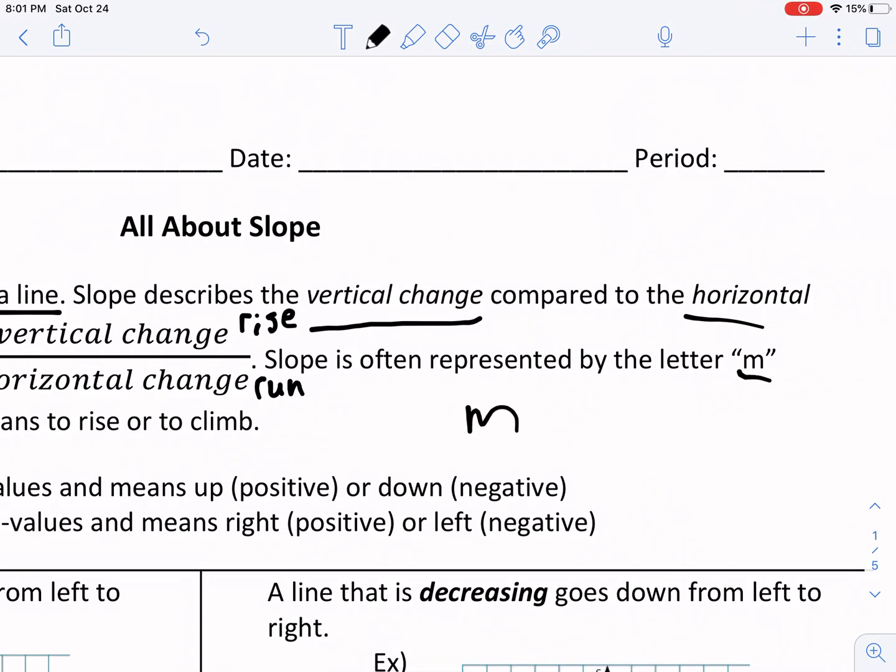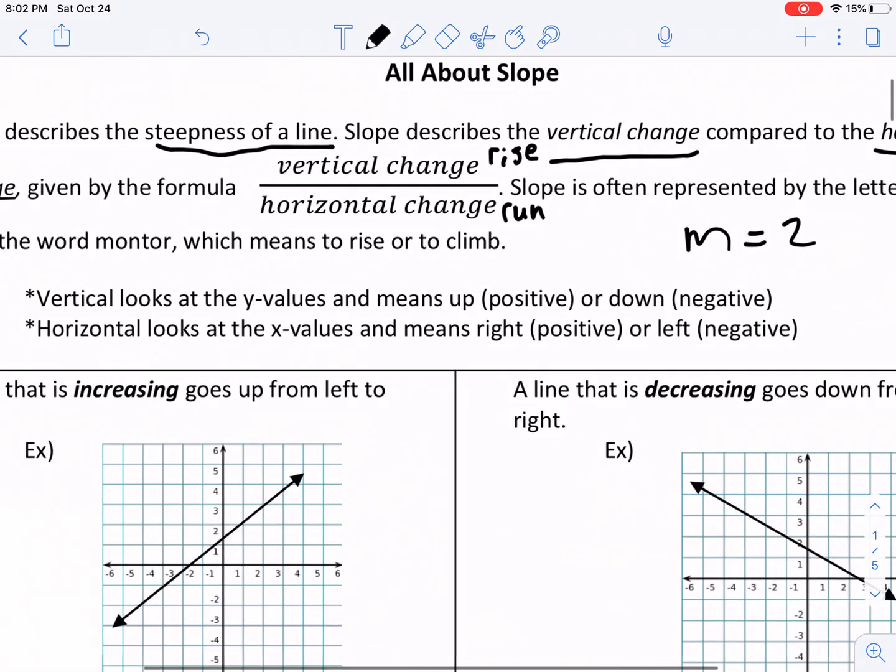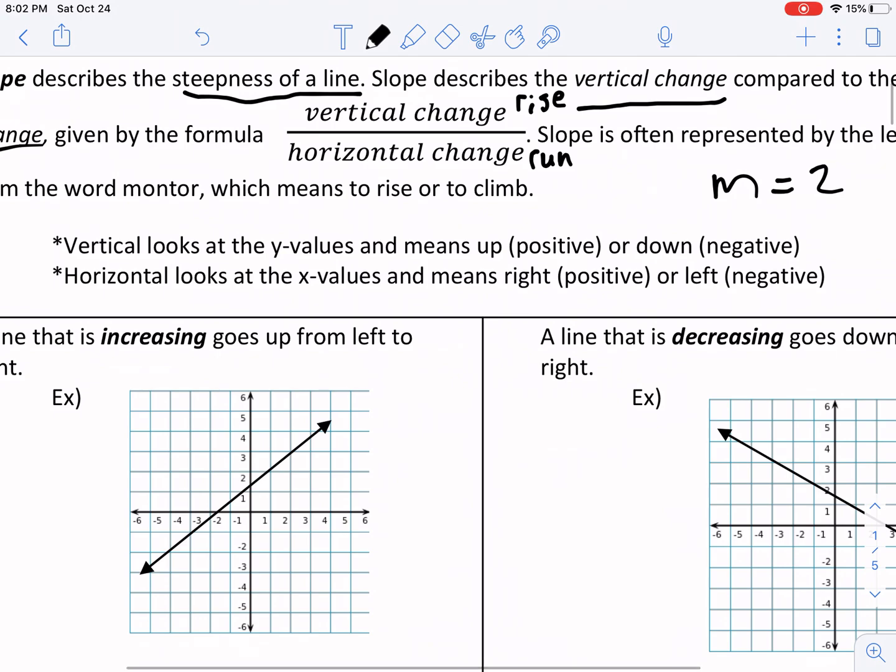So M equals, let's say, 2. So we're saying the slope of the given equation or the given graph would be 2. When we talk about the vertical, or the rise, we're looking at the y values, meaning up or down. Up is positive and down is negative. Anytime we have a positive slope, we're going to go up. Anytime we have a negative slope, we're going to go down.